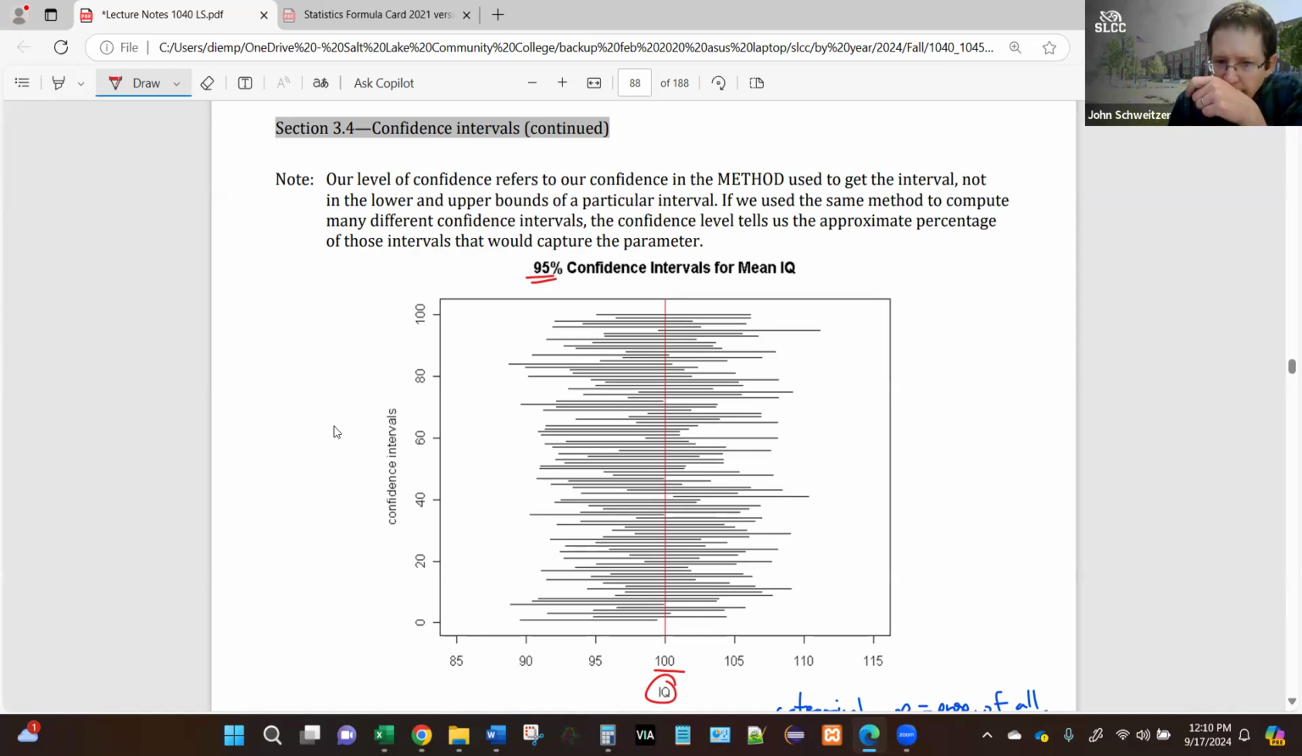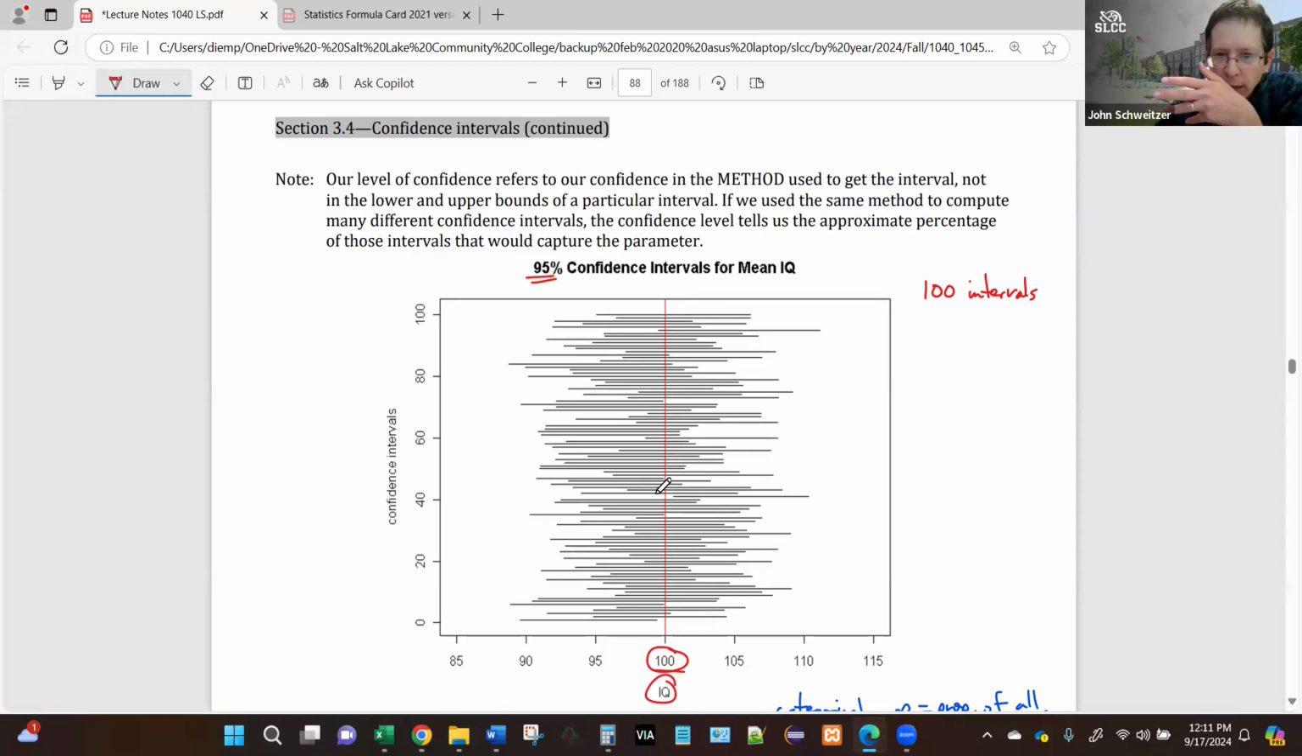So what this graphic shows is 100 confidence intervals, and the parameter is 100. So the goal is for the interval to capture that red line. In other words, if the black line, which is the confidence interval, straddles that red line, then it's captured the actual parameter, and it's been a successful confidence interval.